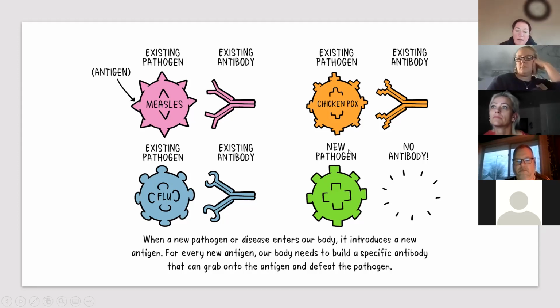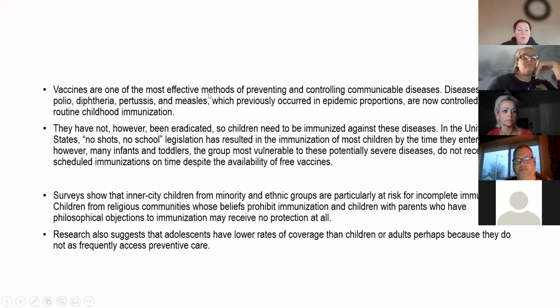So it doesn't expand. And when we have a new pathogen like COVID and we didn't have a vaccine, then we had no antibody, and that was really causing a ruckus for everybody. We know that vaccines are one of the most effective ways of preventing and controlling communicable diseases. Know that diseases have not been eradicated. So as nurses, we need to educate parents to get their kids vaccinated. No shots, no school regulation.